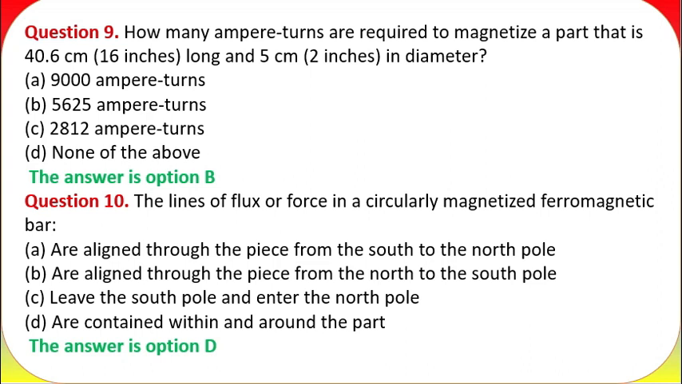Question 10. The lines of flux or force in a circularly magnetized ferromagnetic bar: A. Are aligned through the piece from the south to the north pole. B. Are aligned through the piece from the north to the south pole. C. Leave the south pole and enter the north pole. D. Are contained within and around the part. The answer is option D.